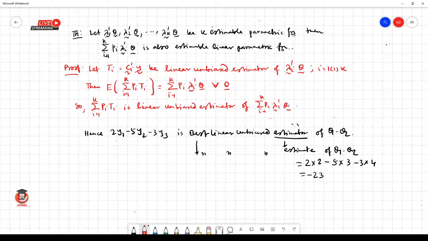then this means if the k linear parametric functions are estimable, then their linear parametric function is also estimable, and you can get it just by taking a linear combination of their estimators, that is the sum of π_i T_i, i from 1 to k, where T_i is a linear unbiased estimator of λ_i' θ. So you can take a linear combination of these estimators T_i, and this gives the sum over i from 1 to k of π_i λ_i' θ for all θ. So this implies their linear function is also an estimable linear parametric function. Okay.